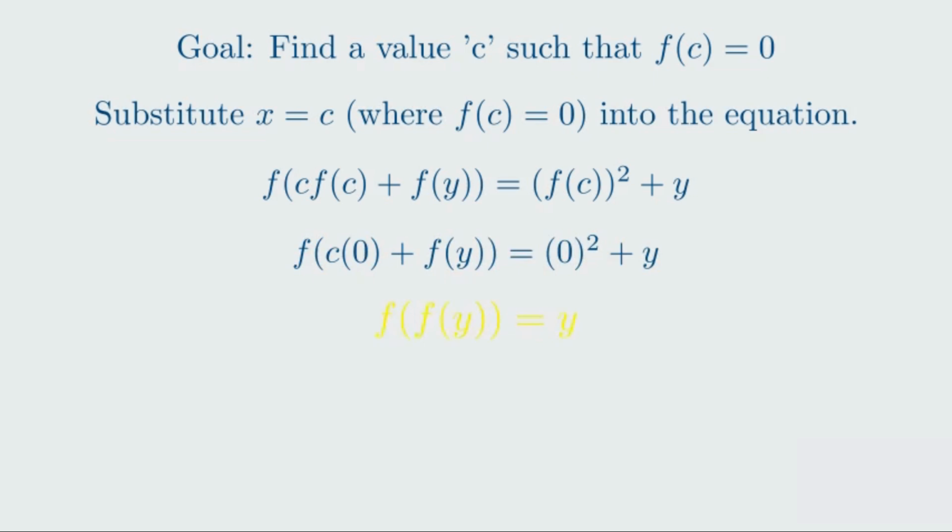This is a massive discovery. This equation, f(f(y)) = y for all real numbers y, tells us that our function f must be an involution. That is, applying the function twice returns the original input. For example, if f(3) is 7, then f(7) must be 3. However, this result hinges on the existence of the special value c, where f(c) is 0. Our next step is to prove that such a c must exist.